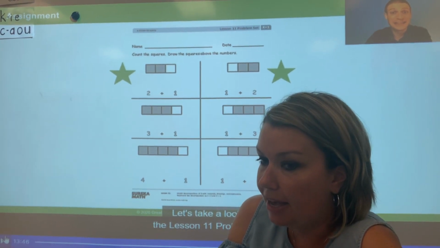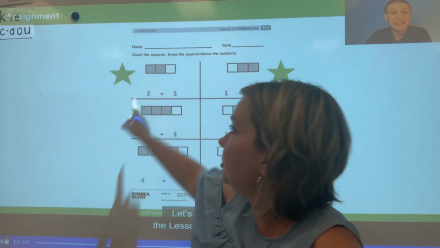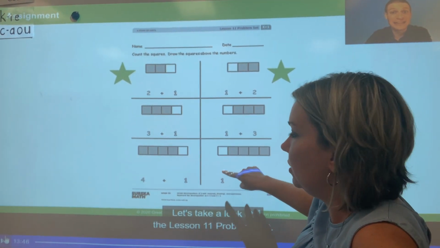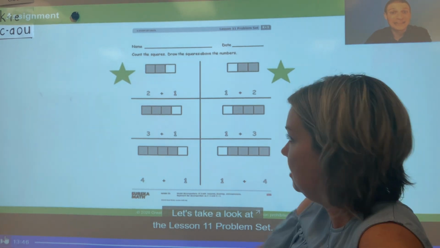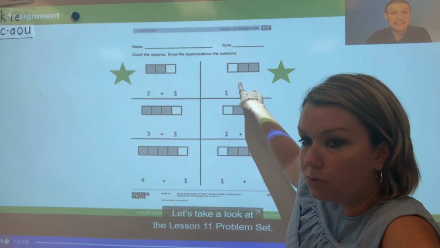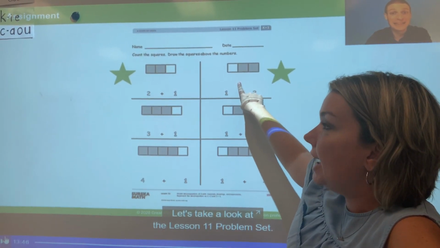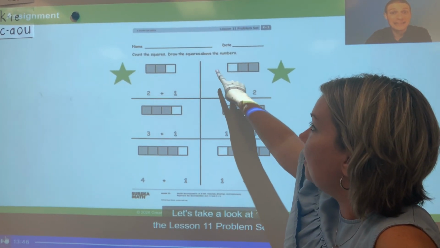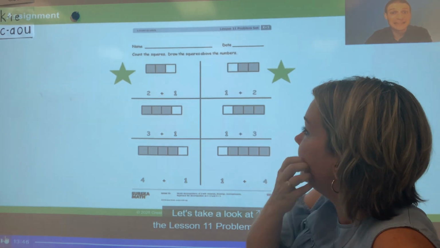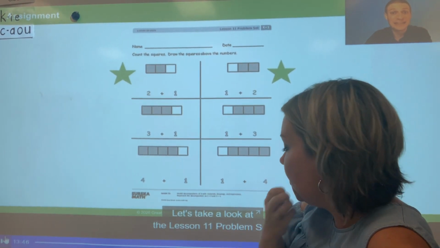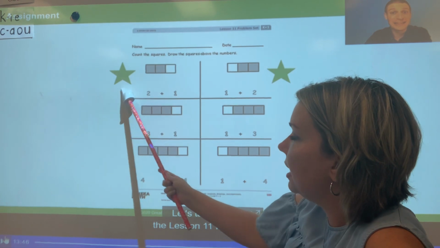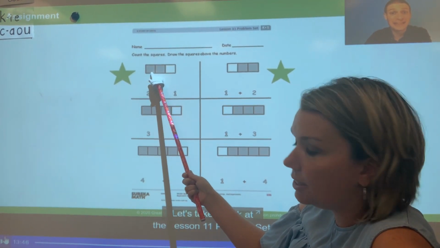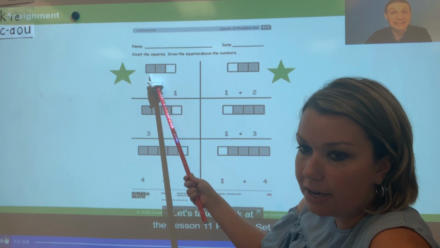On this page, there's only 2 that we're going to do together. The rest you can do on your own and take a picture and send it to me. But we're going to do these top 2 together. The directions tell me to count the squares, draw the squares above the number. So we can look here at this first one with the star and count the squares with me. We're just going to count all the squares.